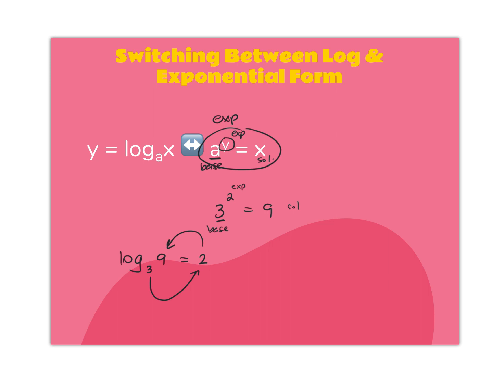So again, if I did letters, my base was A, so my base is down here. So it's going to be log to some base. I'm going to have my solution here, and I'm going to have my exponent there. And those are my 3 spots. So what we're going to focus on is going from logarithmic form to exponential and back.